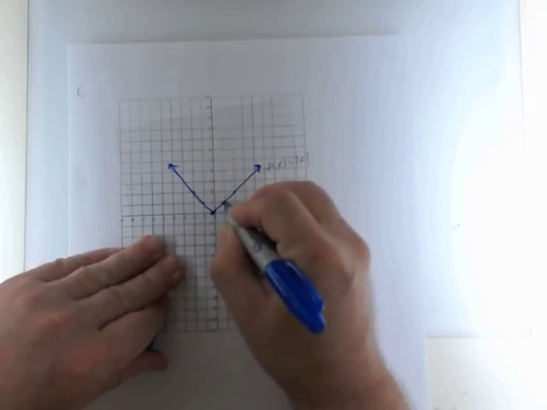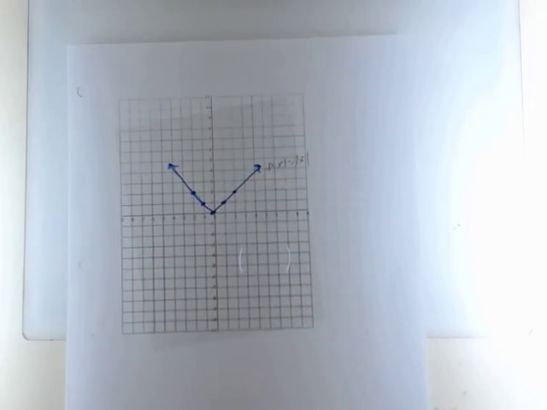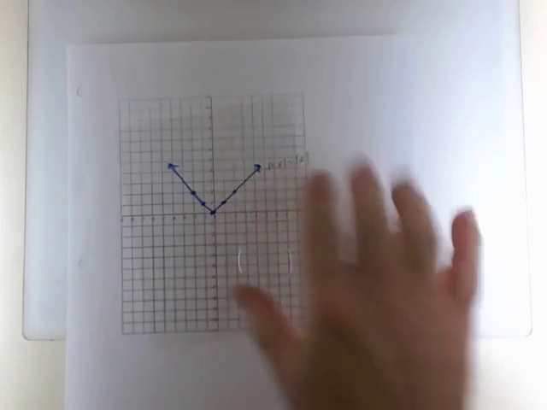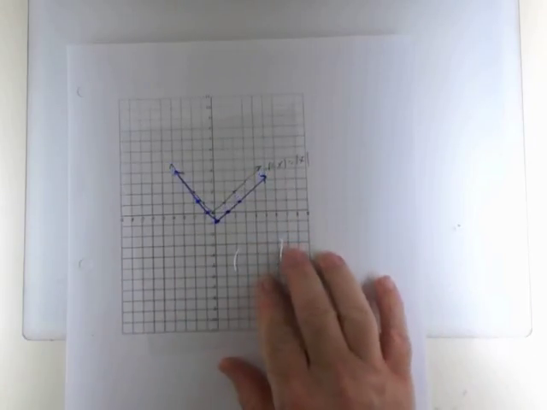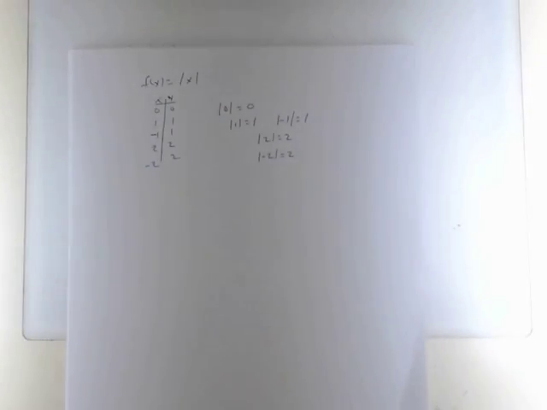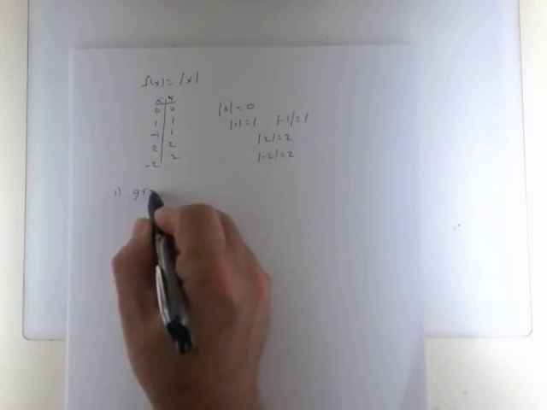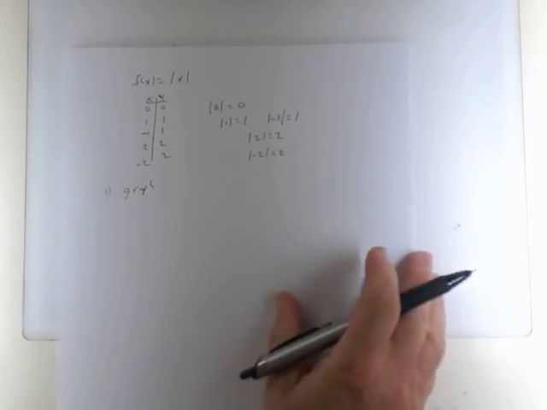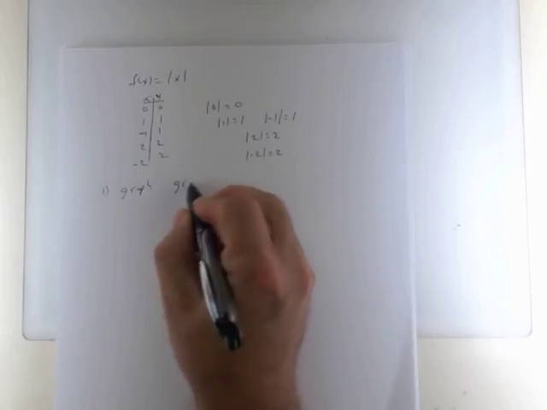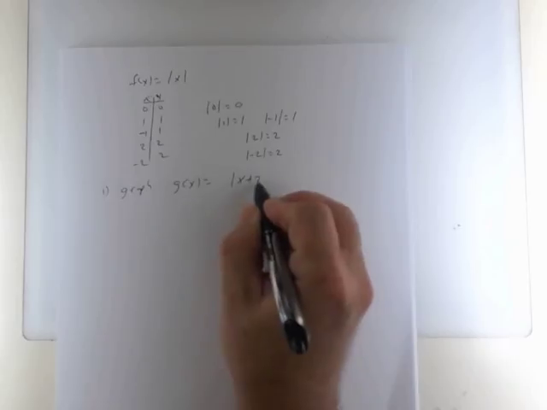So I have this point, this point, this point, this point, and this point. Okay, and then I'm going to use transformations to graph forms of this. So let's suppose that I want to graph g of x, which equals the absolute value of x plus 2, minus 3.